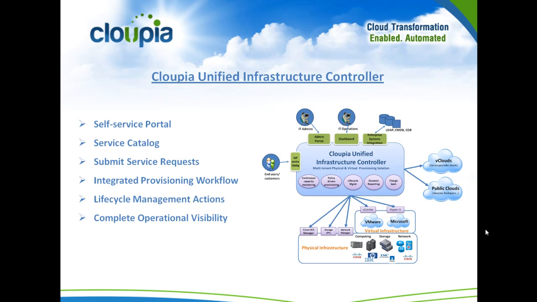In this video, we will provide a brief overview and demo of end-user automated provisioning capabilities using self-service portal and service catalog of Cloupia Unified Infrastructure Controller. We will walk through an example service request submission process with end-to-end provisioning workflow steps. You will also learn about end-user post-provisioning capabilities such as performing lifecycle management actions and getting complete visibility into resource utilization.